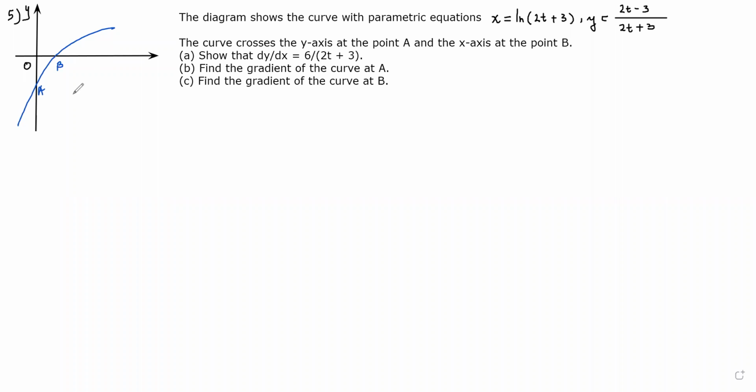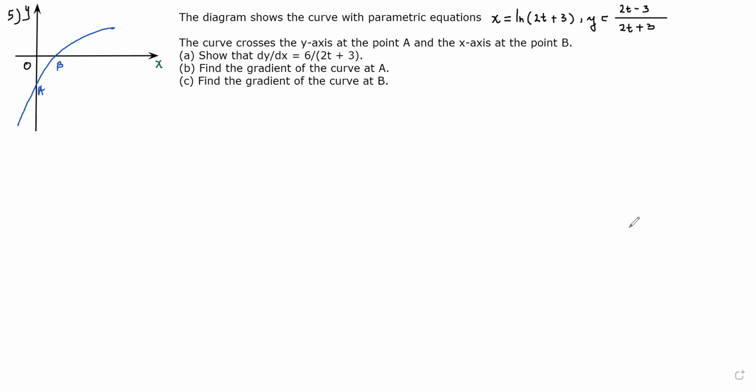The diagram shows the curve with the given parametric equations. The parameter is t. The curve crosses the y-axis at the point A and the x-axis at the point B. Part A, we need to show that dy/dx is 6 over 2t plus 3.